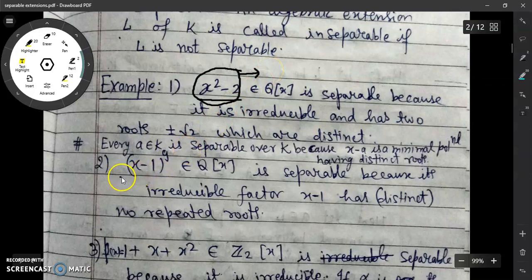Next, consider this polynomial. Observe that its irreducible factor is x minus 1, and x minus 1 has no repeated roots because it is linear. So this polynomial is separable.